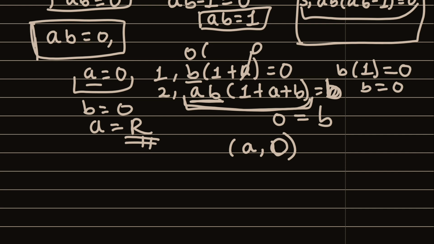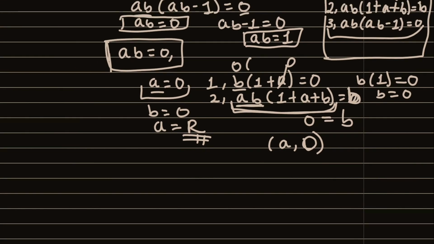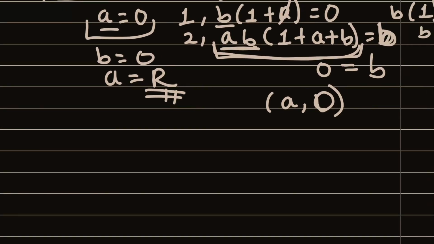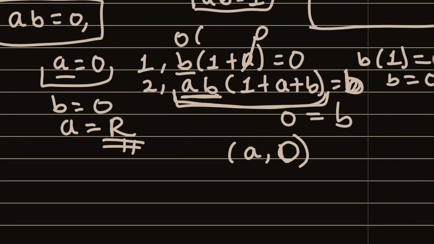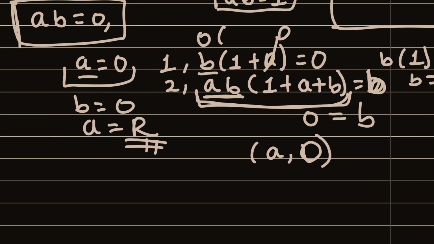What about the second case? When AB is equal to 1. In this case, it's clear that A can't be 0 and B can't be 0. Yes? If A is 0, it will make this argument false. So B can't be 0, A can't be 0.